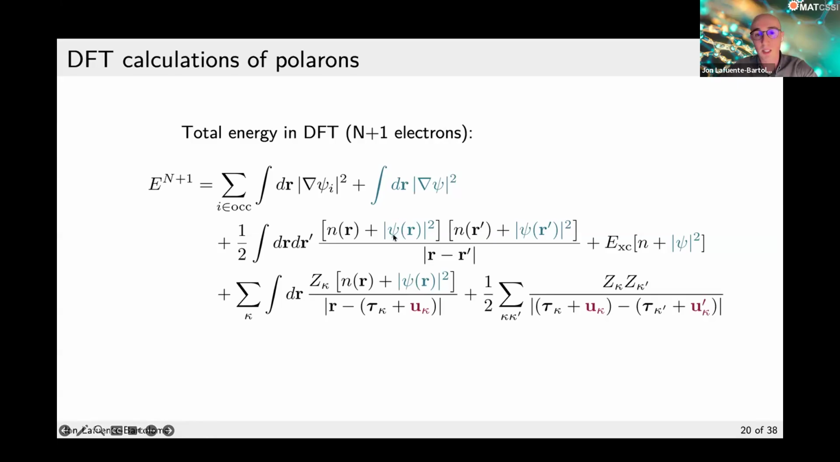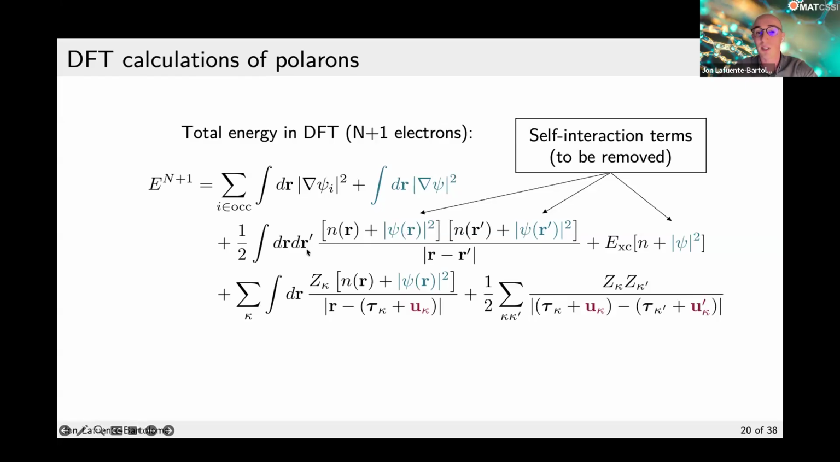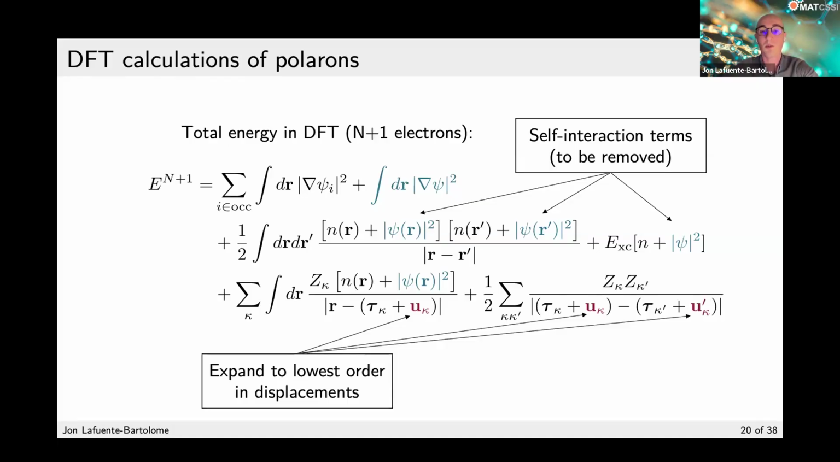The terms in blue represent the wave function psi of the extra electron that we add, and the u in red represents the displacements of the atoms with respect to the periodic configuration. So here we can identify several things. For example, one can see that in the Hartree term, there will be a spurious interaction between the polaron wave function and itself, and something similar happens in the exchange and correlation. As a result, one can identify explicitly the self-interaction terms, and one can remove them analytically. The second thing we want to do to move towards practical calculations is to expand these displacements to lowest order within the harmonic approximation.